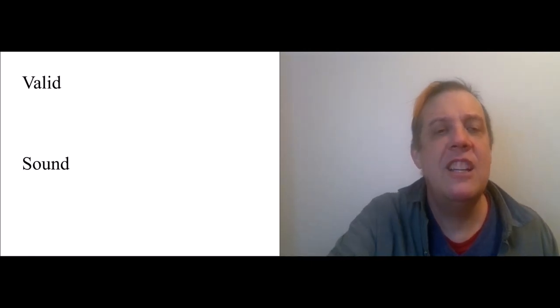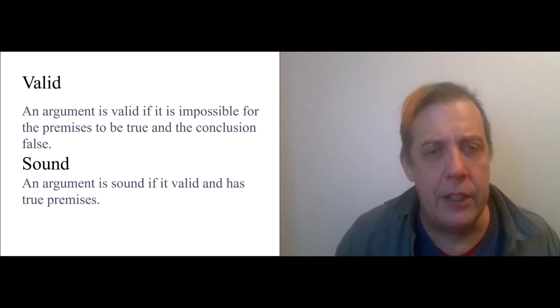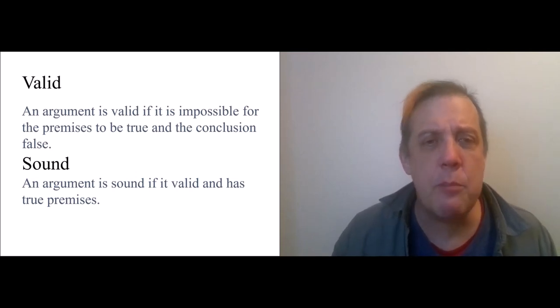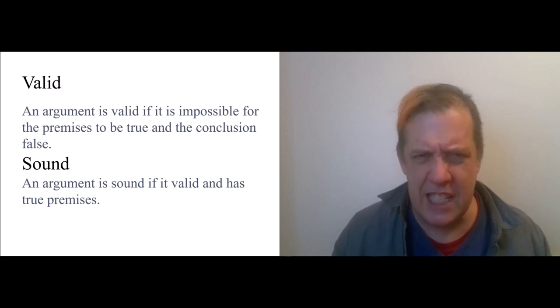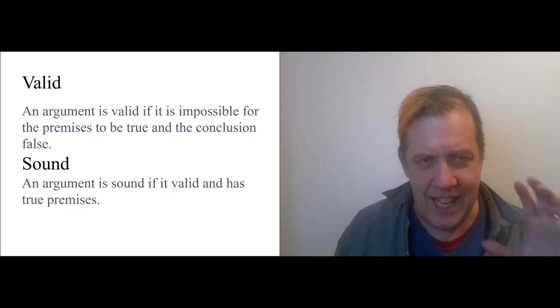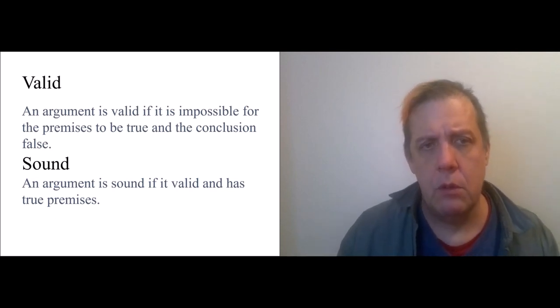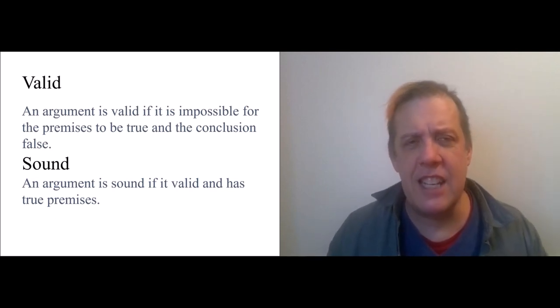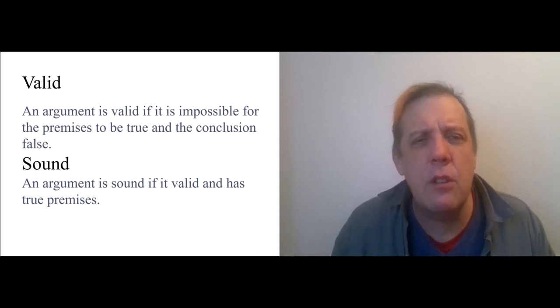We're going to say that an argument is valid if it is impossible for the premises to be true and the conclusion false. That's an odd phrase, but we need to just sit with it a while and really get it down. We're not claiming that the premises are true. We're just saying that if they were true, there's absolutely no way the conclusion could be false.